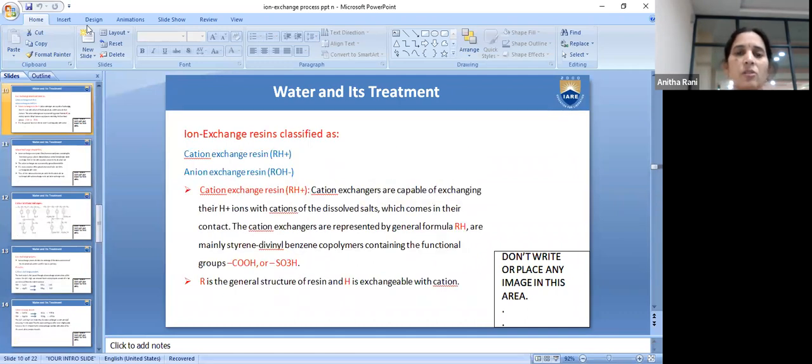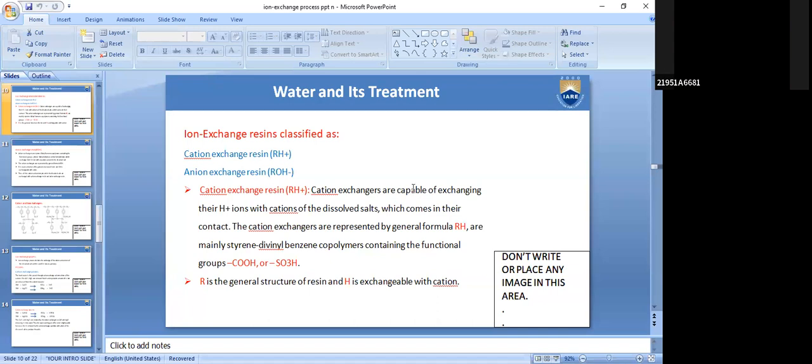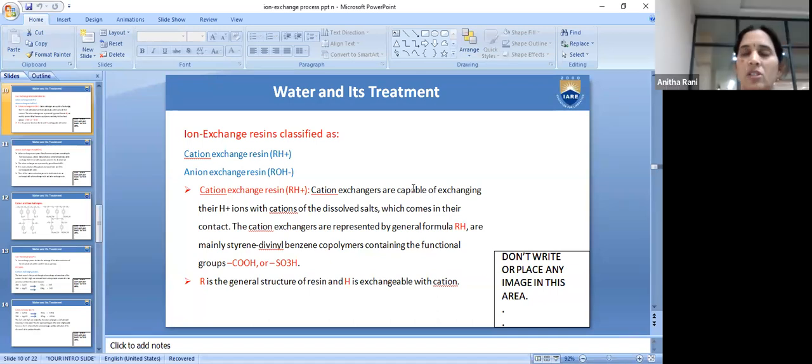Today I just told you what is ion exchange resin. Students understood? You know what is internal treatment and what is external treatment. In external treatment, we are going to discuss one topic, the ion exchange process. Shall I end the class?